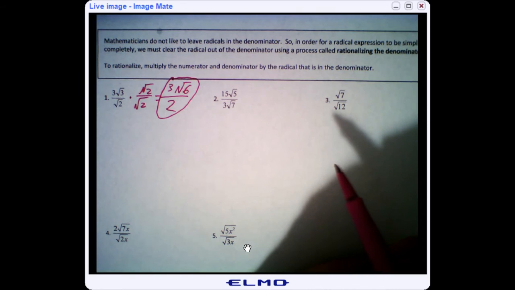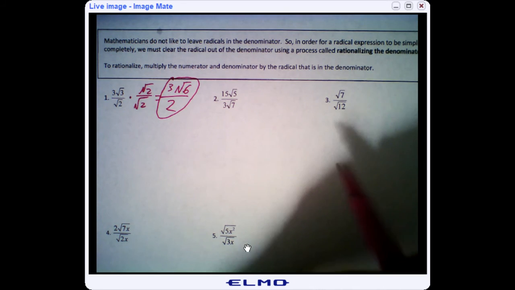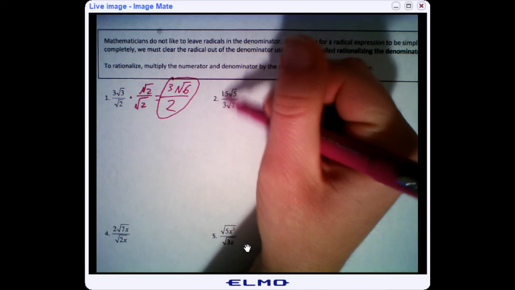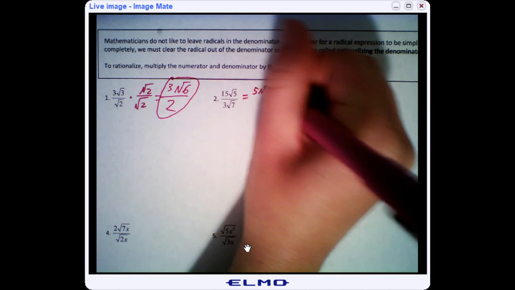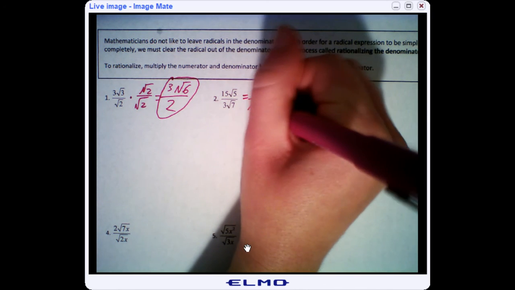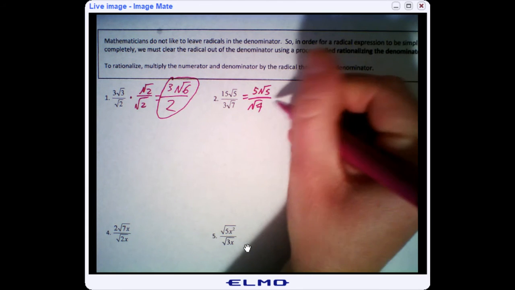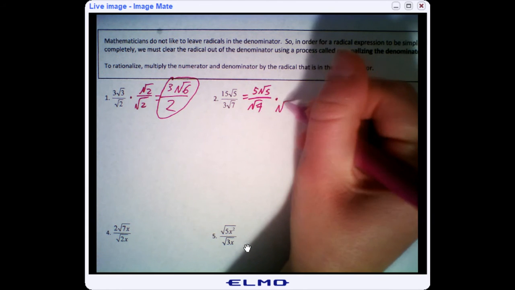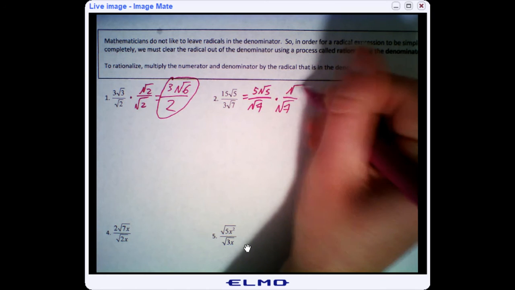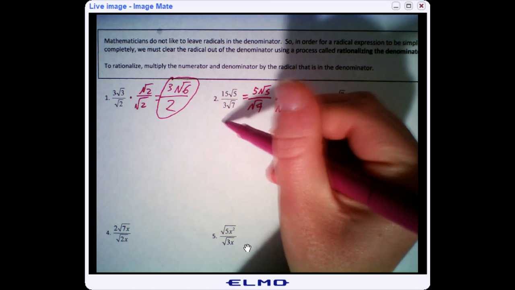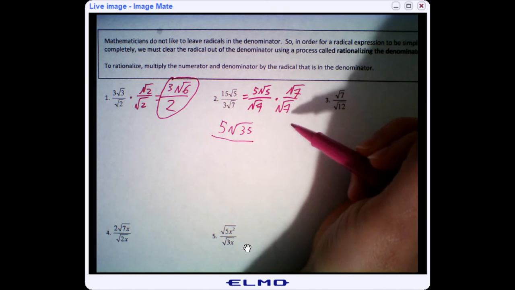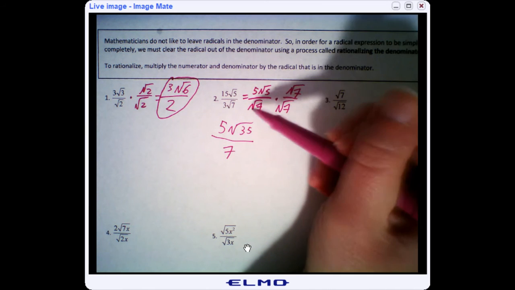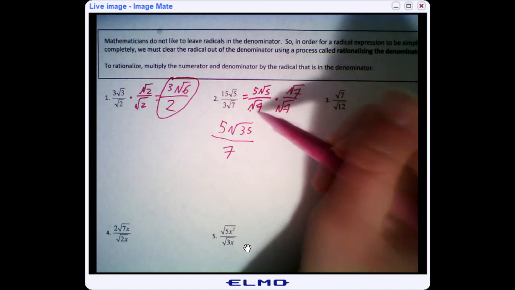For number 2, I like to try and simplify first. So I can simplify outside. 15 divided by 3 is 5 square roots of 5 over square root of 7. I cannot simplify the square roots. Don't want the square root in the denominator, so I'm going to multiply top and bottom by square root of 7. You have 5 square roots of 35 over the square root of 49, which is just 7. Just remember, square root times square root: if it's exactly the same underneath, they cancel out.